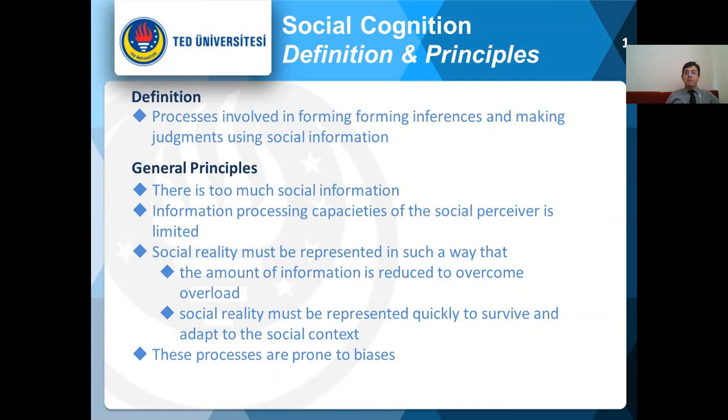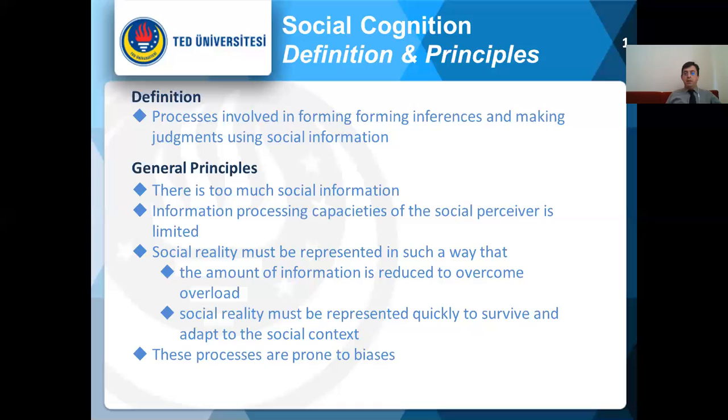Secondly, social reality must be represented quickly so that we can survive and adapt to the social contexts. So our minds are very quick at making first order categorizations. So we should keep this in mind. It's very important. And if we are basically driven by survival needs, then since the system operates in a very fast mode, we can make errors in decision making. We call these kinds of errors not errors actually, we call them biases. Therefore, social cognition processes are open to different kinds of thinking biases.